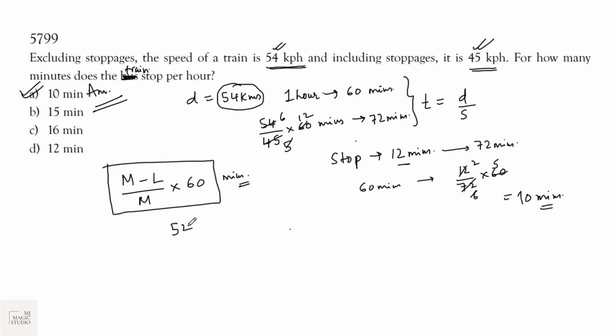We can put in 54 minus 45 by 54 into 60. 54 minus 45 is 9, and it would be 9 by 54. 9 by 54 is 1 by 6. 60 by 6 is 10 minutes. If you can remember this, very good. If you can't, the process is explained to you. Let's see the next one.